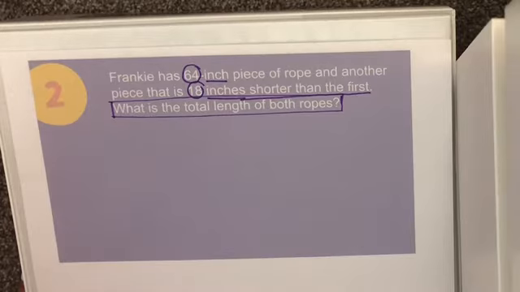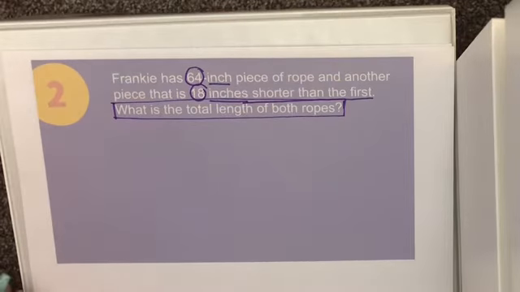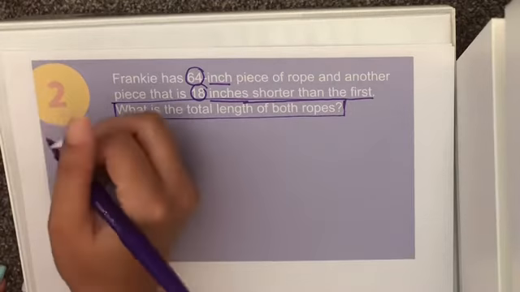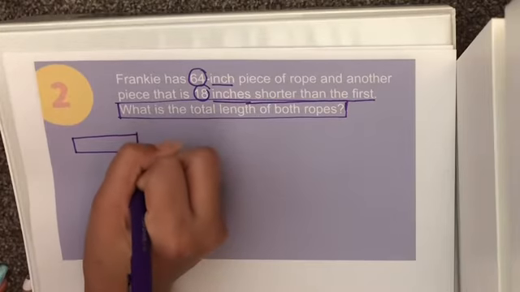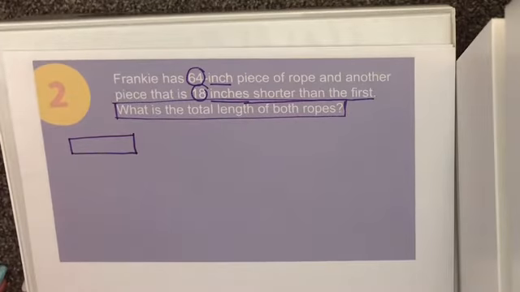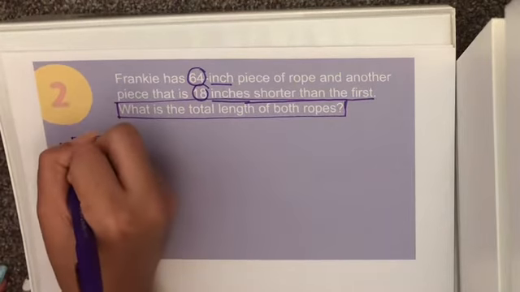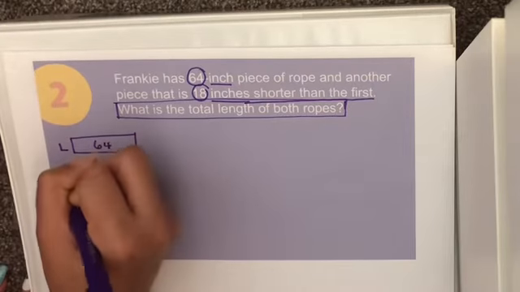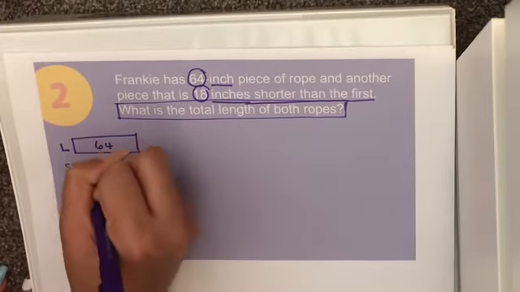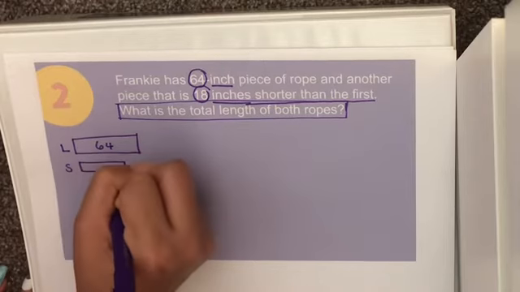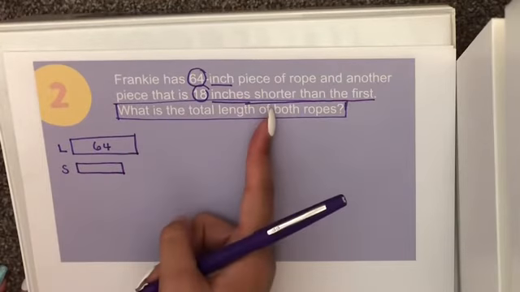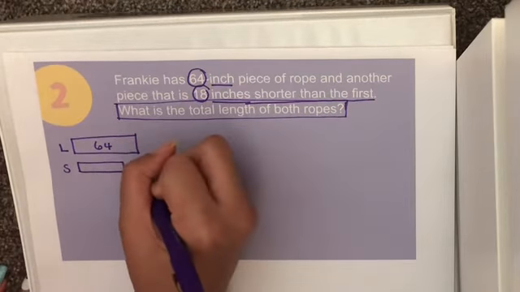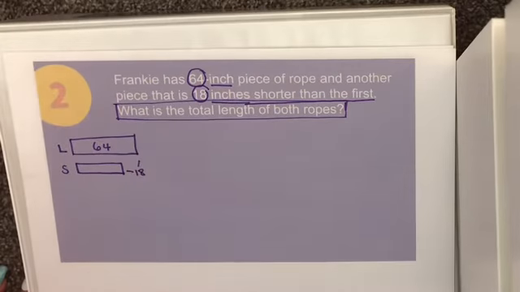Now, just like I did on my last problem, the best way to do that is to go ahead and draw your tape diagram. Let's write in the tape diagram what we know and what we need to know. So our longer piece is 64, whereas our shorter piece, well, we technically don't know how long the shorter piece is. It just says, and another piece that is 18 inches shorter than the first one. So we know that this is 18.